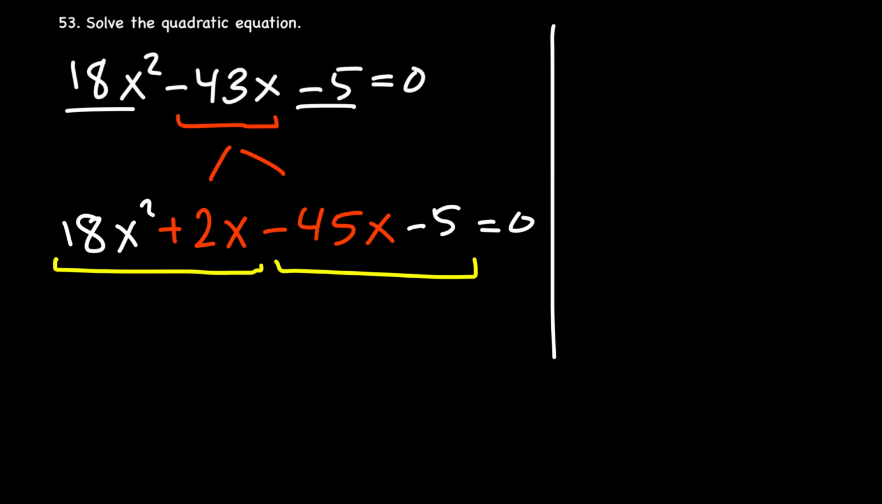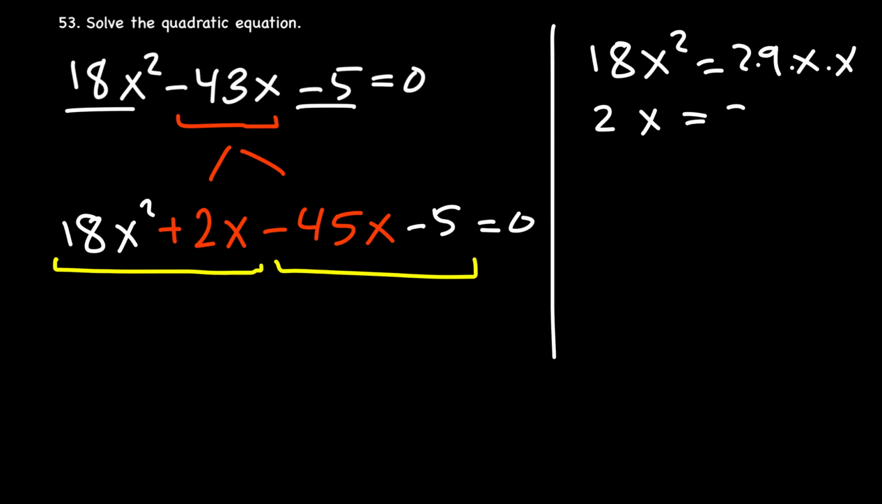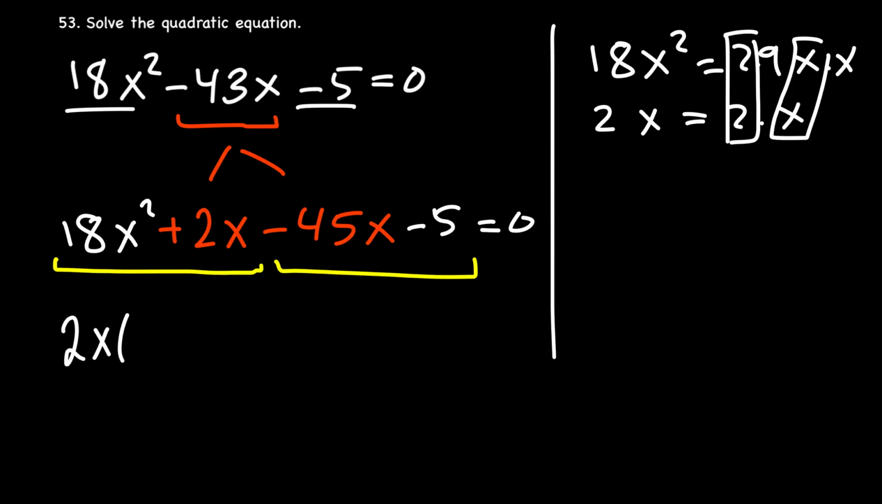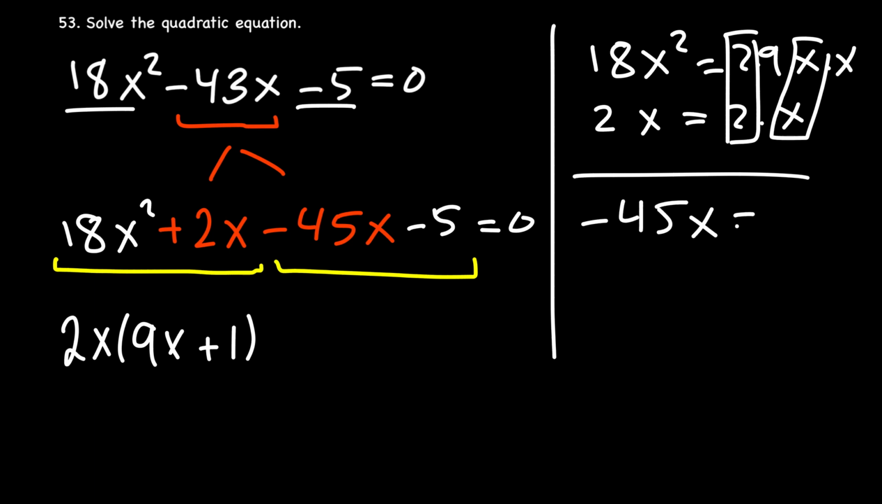Looking at the first group, 18x squared is basically 2 times 9 times x times x. 2x is basically 2 times x. So from here, I can take 2 as a greatest common factor, and x also as a greatest common factor. So I will write 2x. This is the first factor, and the other factor is whatever is left, so 9x plus 1.